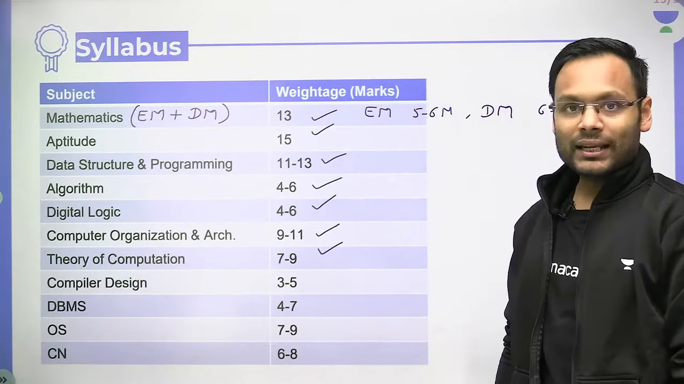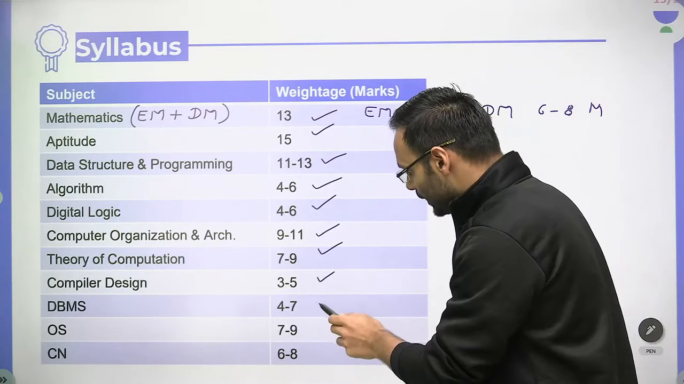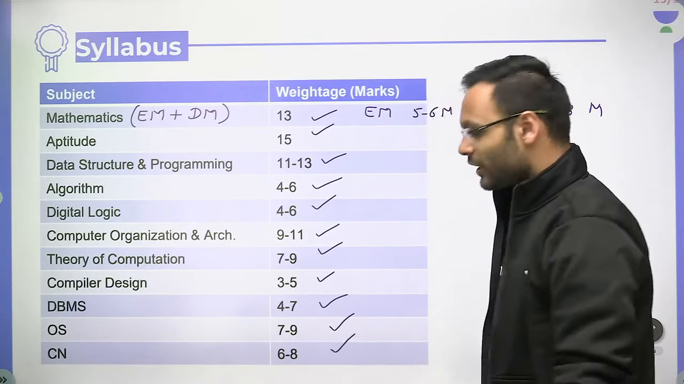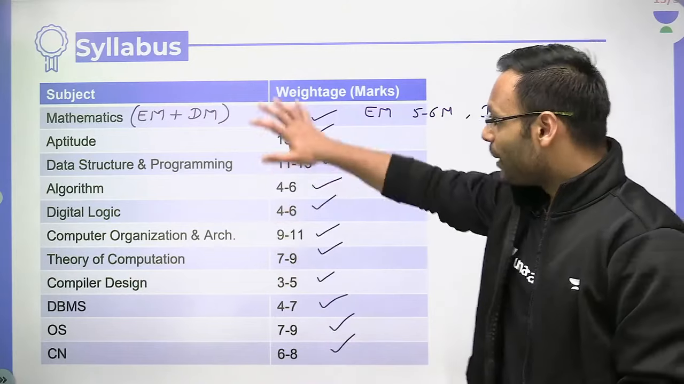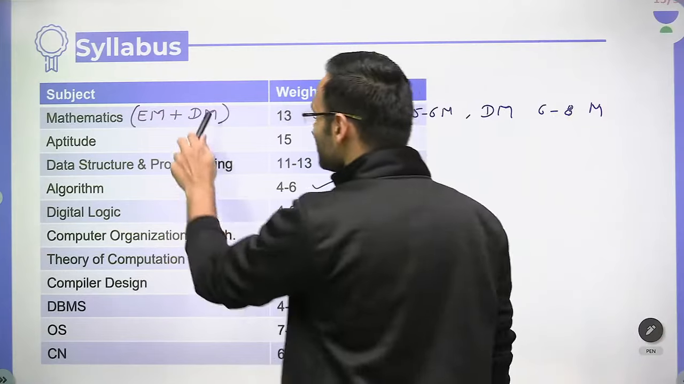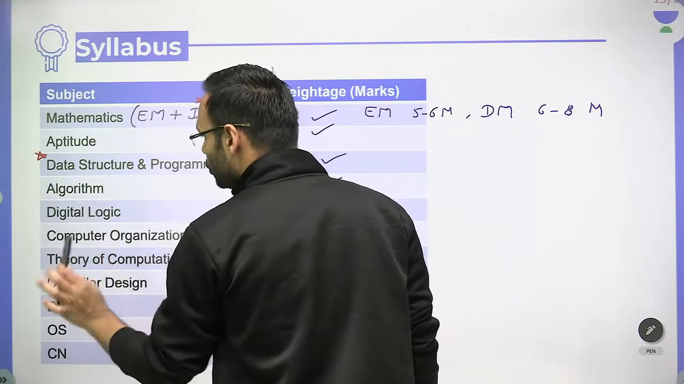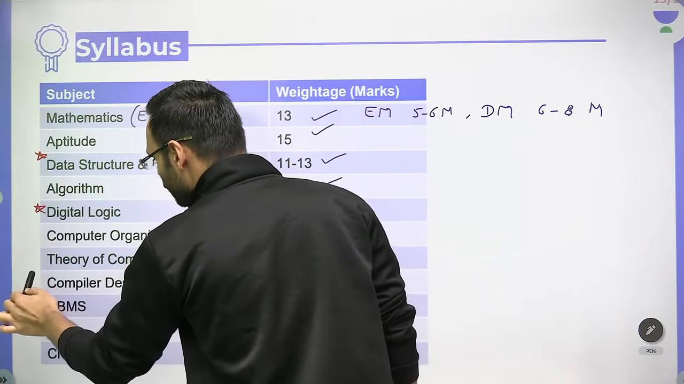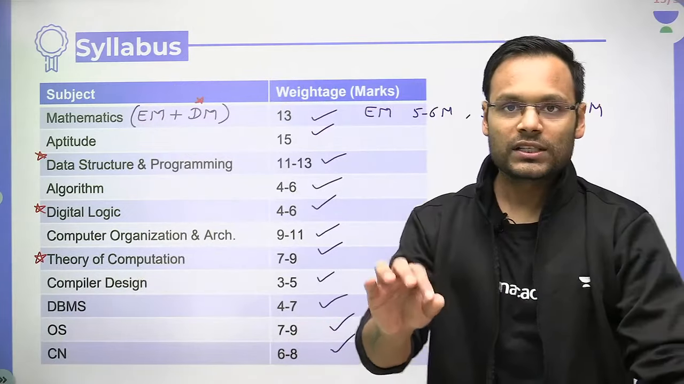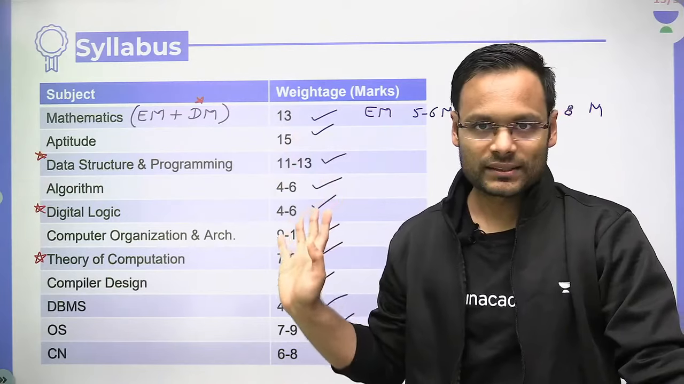TOC, 7 to 9. Then compiler design, 3 to 5. DBMS 4 to 7, operating system 7 to 9, computer network 6 to 8. Among all these subjects, discrete mathematics as number 1, data structure and programming as 2, digital logic as 3, TOC as 4. These are the courses which are considered highly scoring subjects.